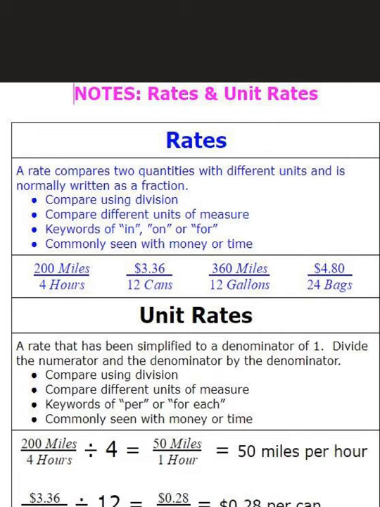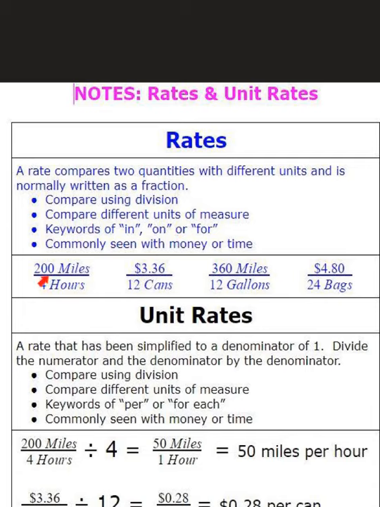Rates and unit rates. Rates compare two quantities with different units and are normally written as a fraction. Compare using division. When you write something as a fraction, it's like division. You compare different units of measure. Some of the key words that you want to pay attention to are in, on, or for.